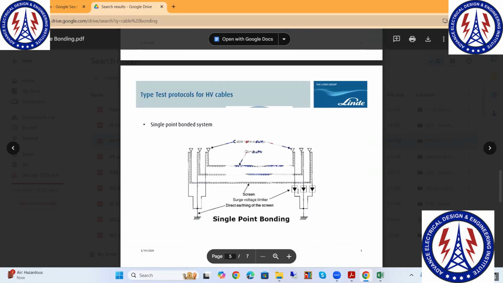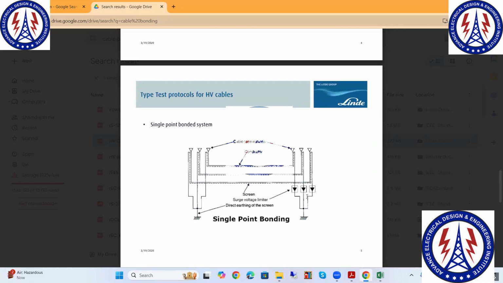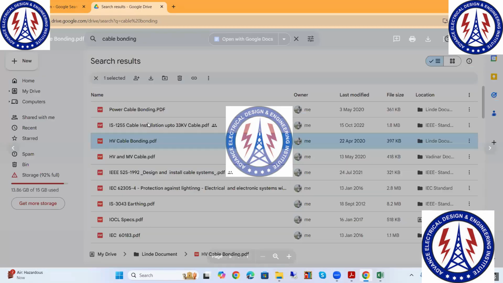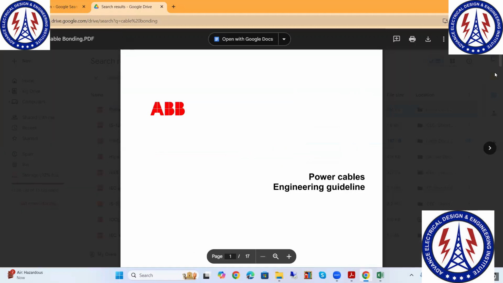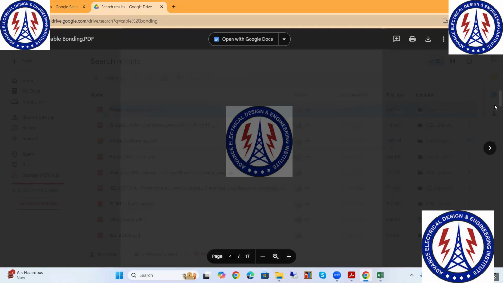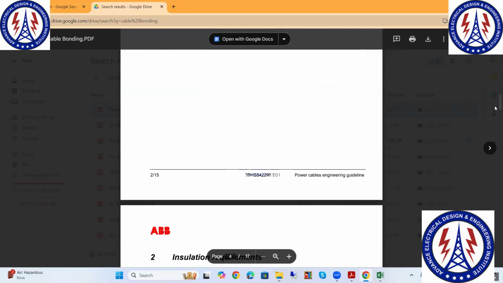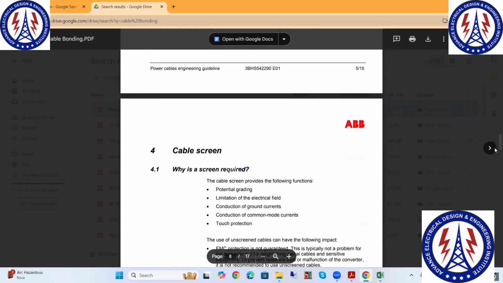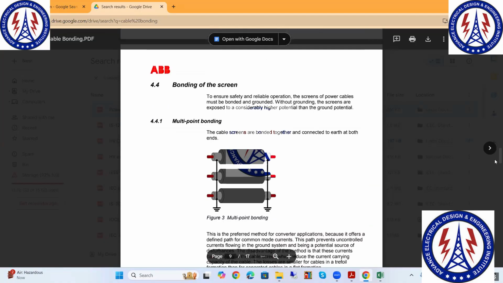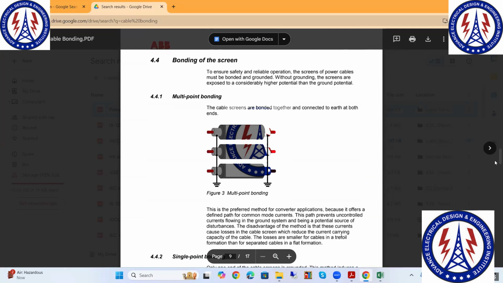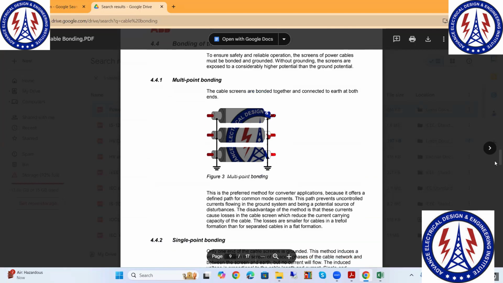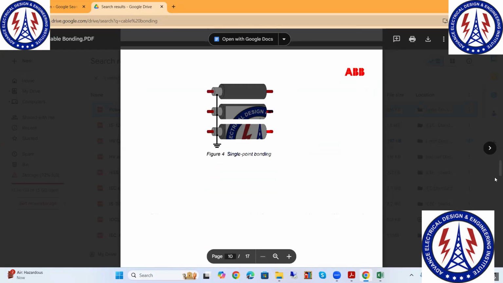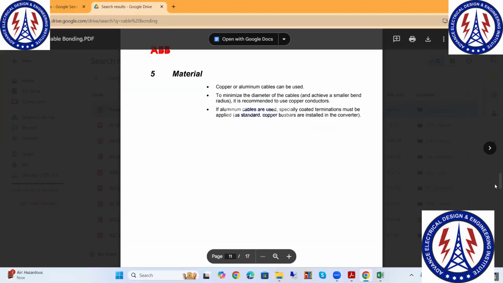In case of single point, this SVL will be added. Yes, you can use it. Both methods can be used.